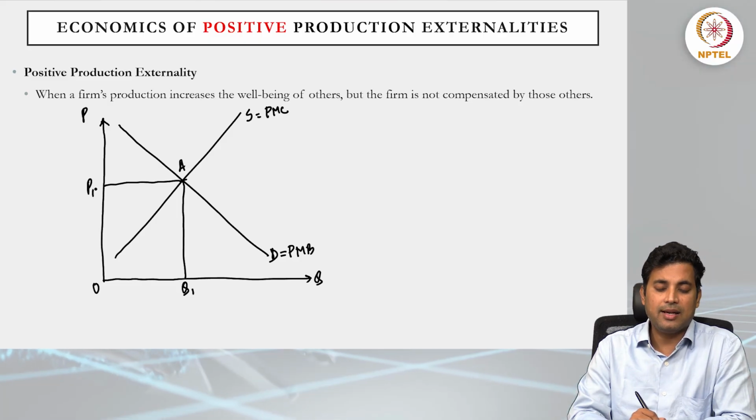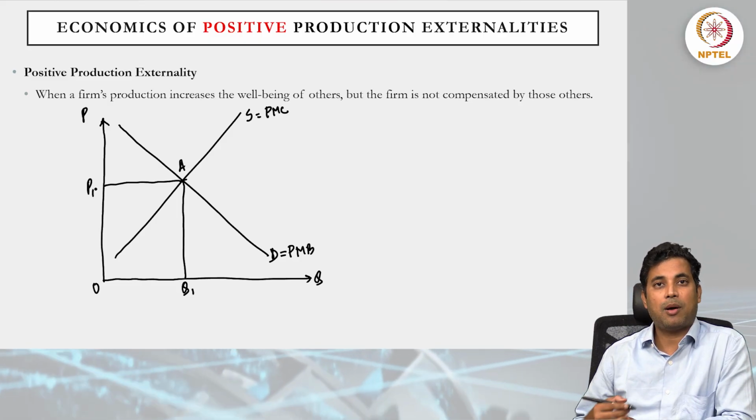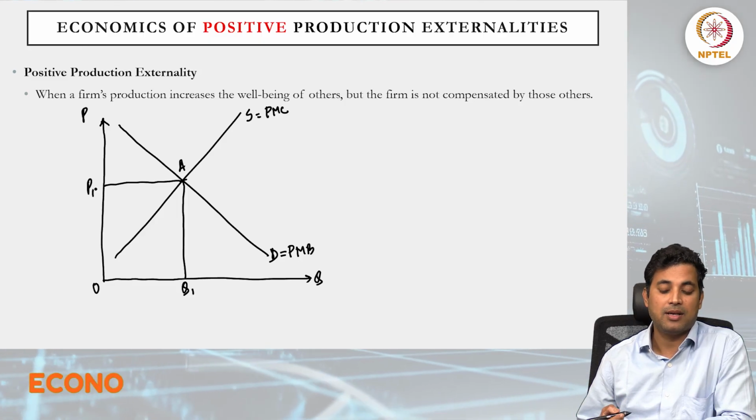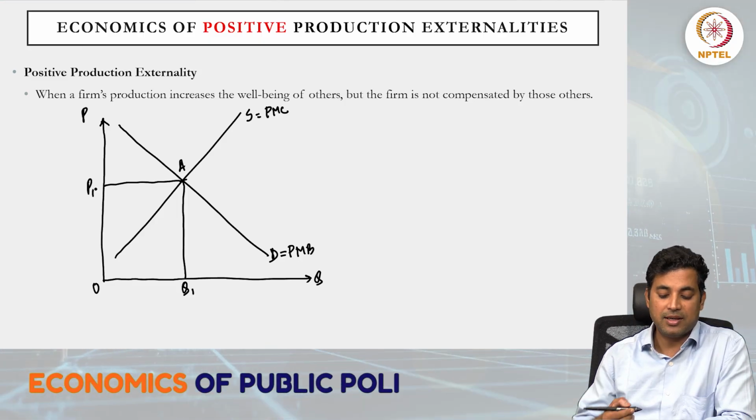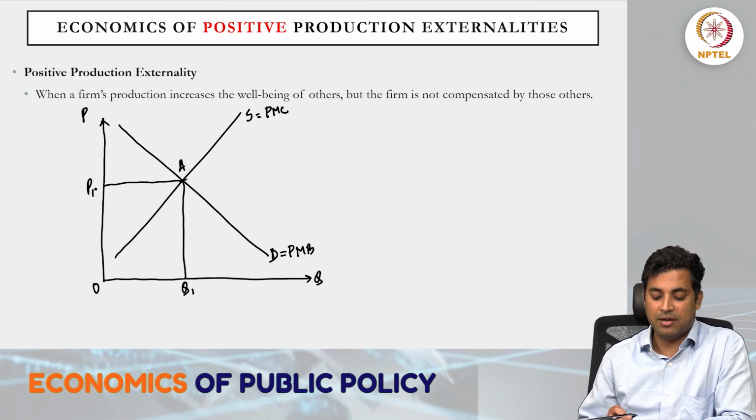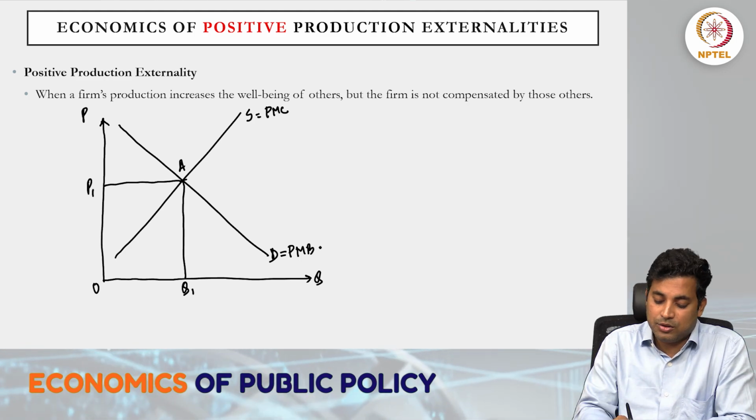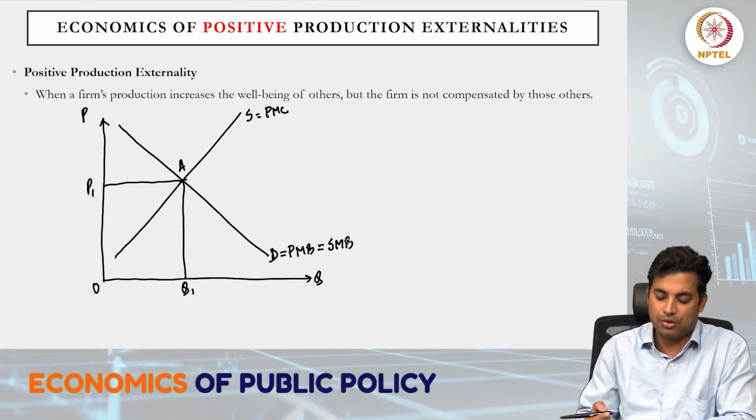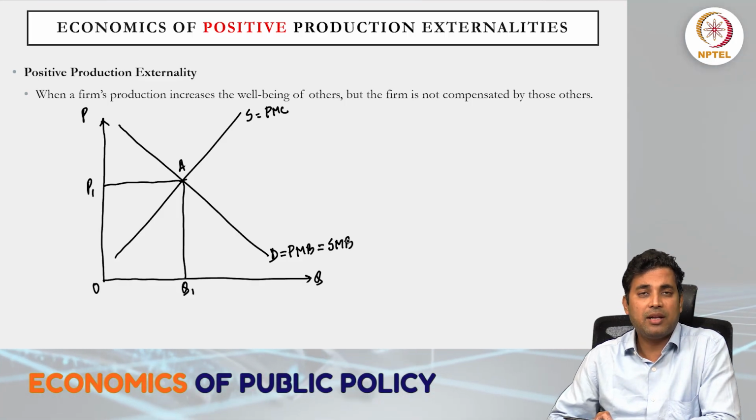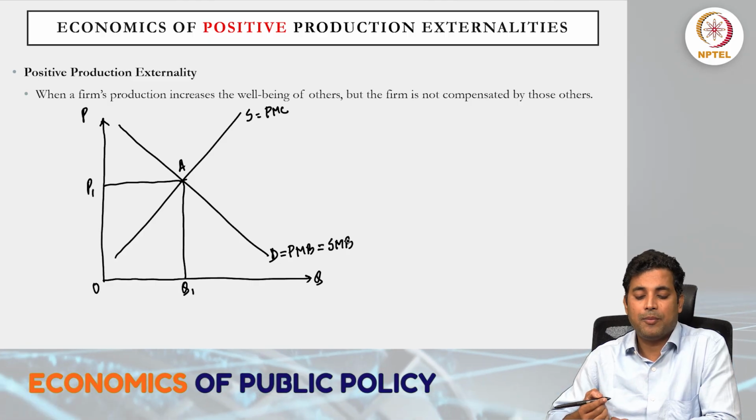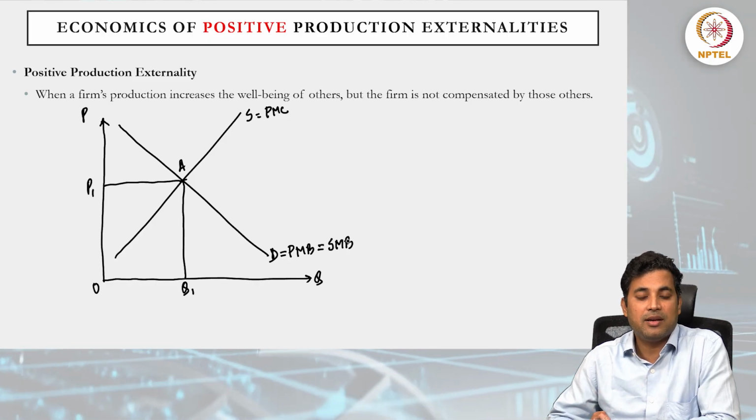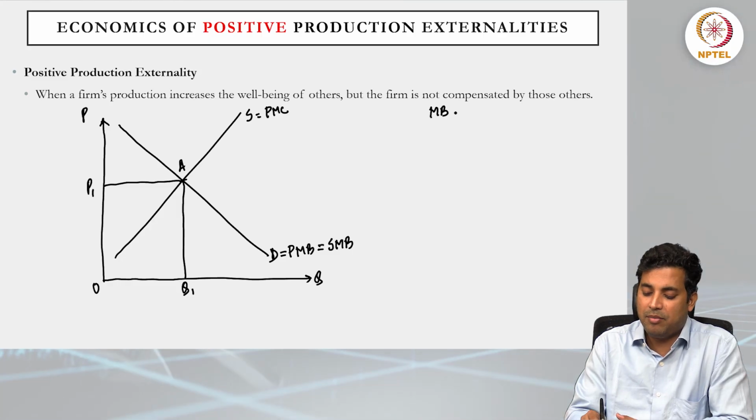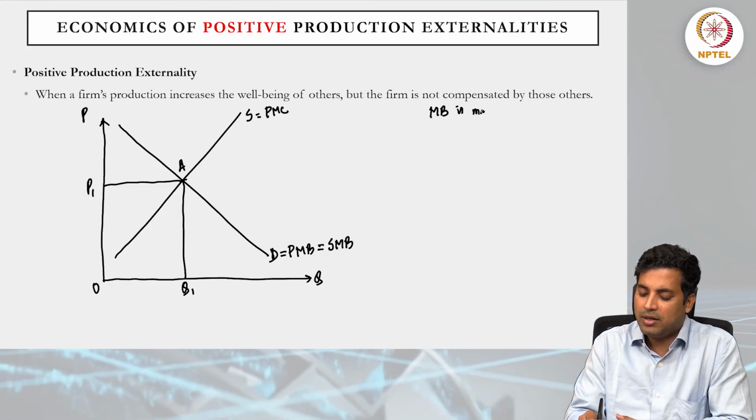So certainly, by definition, when we are talking about marginal benefits and social benefits, in this particular case, social marginal benefits will be equal to private marginal benefits. But when we are talking about positive production externalities, that means there are marginal benefits associated with it. What we can refer to as MB is the marginal benefit here.